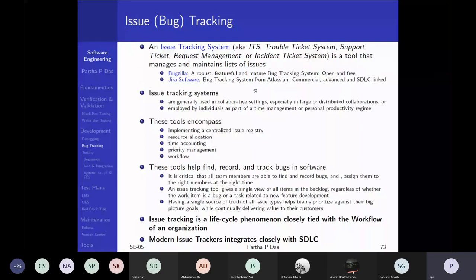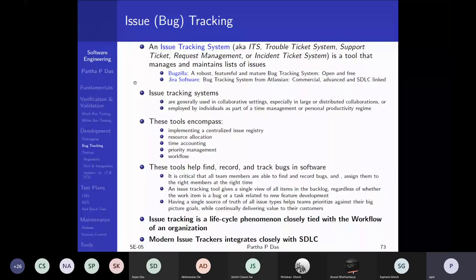So there are naturally tools. I was talking about how you need tools for tracking this. They are called issue tracking. There are a whole lot of names. Some people call it issue, some call it bug, some call it ticket, some call it change request, whatever. So there are tracking systems which manage them. I have mentioned two here. One is Bugzilla, which has been around for ages, and it's open and free software. So you can just start using it.